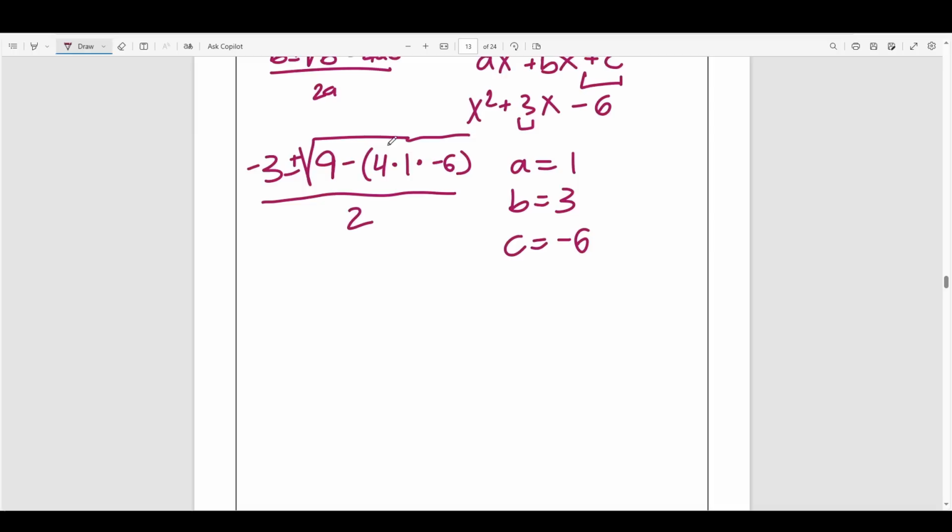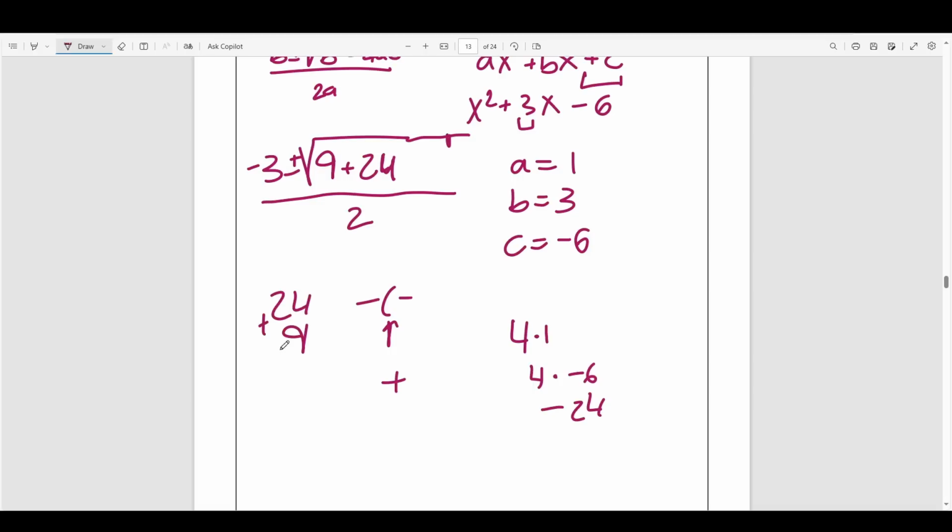So now I want to just evaluate whatever's in the parentheses. 4 times 1 is going to be 4, and 4 times negative 6 is going to be negative 24. So 4ac is going to turn into negative 24. And because I have the negative next to another negative, that turns into a plus sign. So I can break this negative 24 out of its parentheses, and I'm left with 9 plus 24. Now we have to evaluate 9 plus 24, and that is going to be 33.